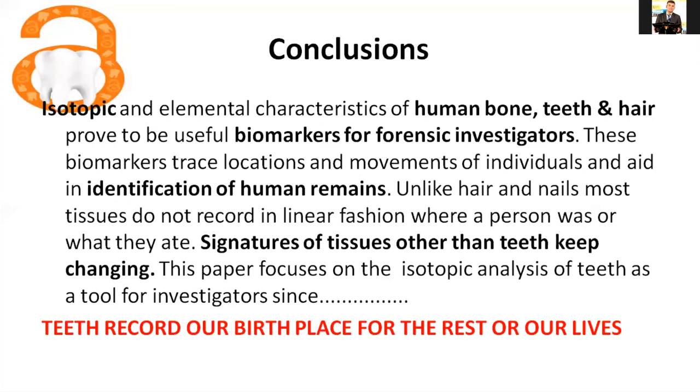In conclusion, what this paper tries to put forth is that these isotopic and elemental characteristics of human bone, teeth, hair, or other tissues prove to be useful biomarkers for forensic investigators. These biomarkers trace the locations and movements of individuals and aid in identification of human remains. Unlike hair and nails, most tissues do not record in a linear fashion where a person was or what they ate. Signatures of tissues other than teeth keep changing, whereas teeth record our birthplace for the rest of our lives.